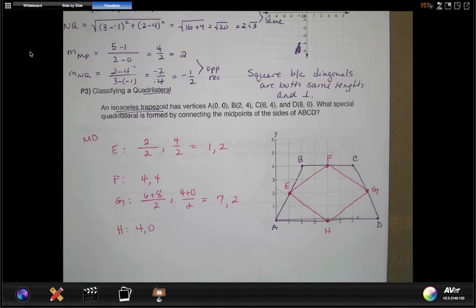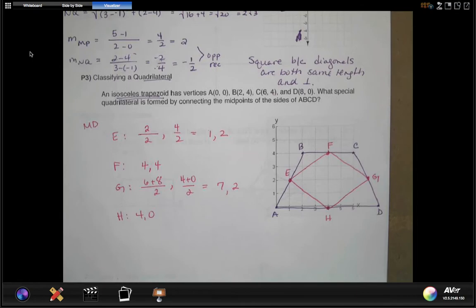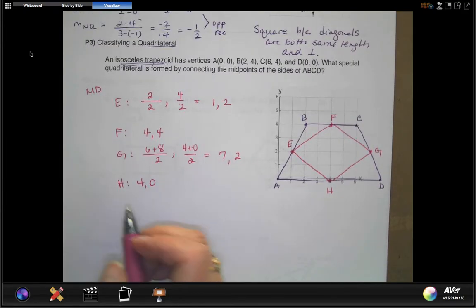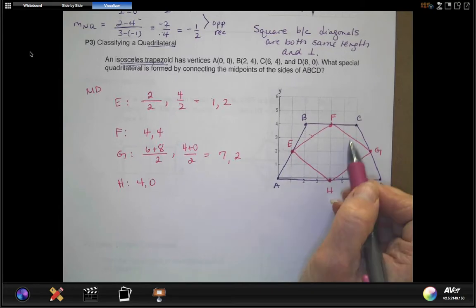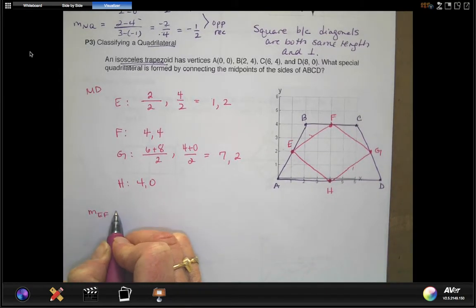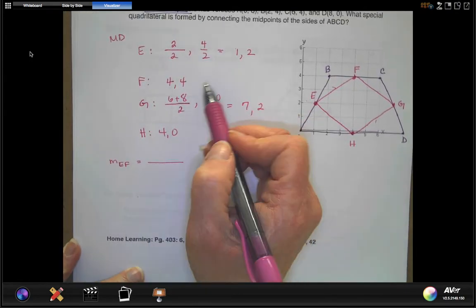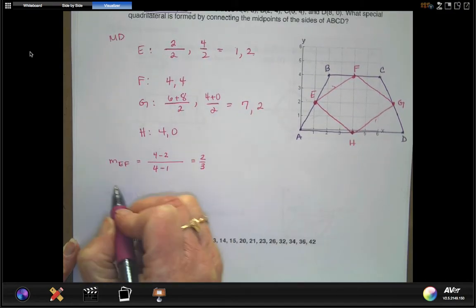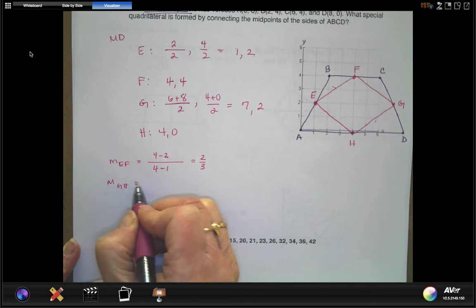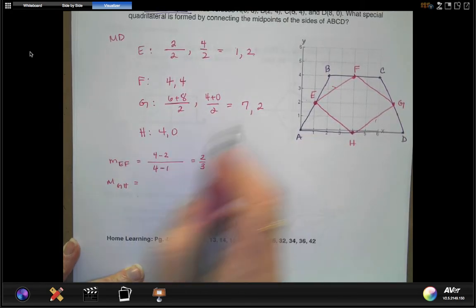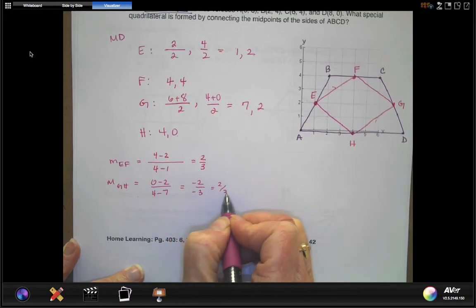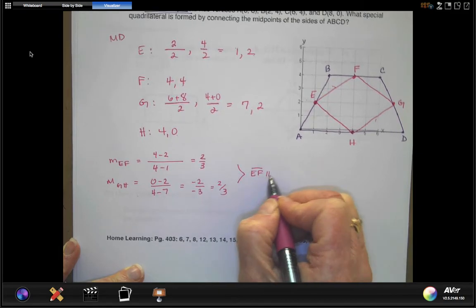Okay, so then when I connect these, the question is, what kind of quadrilateral did I make there? A couple things we could do here. So first of all, let me even show that it is a parallelogram. To show that it's a parallelogram, I'm going to find the slopes of these sides and make sure that they're parallel. So the slope of EF, I would have 4 minus 2 over 4 minus 1, so I have 2 over 3, and I want to compare that to GH. So GH, I'd have 0 minus 2 over 4 minus 7. So this tells me that EF is parallel to GH.